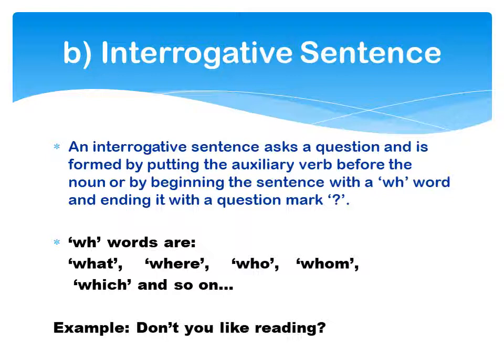For example, will, would, can, could, may, might, shall, should, must. So students, don't be confused with the auxiliary verb. WH words are what, where, who, whom, which, and so on. For example here, don't you like reading? Now students, do is also an auxiliary verb, that is a helping verb. So do, does, did, have, has, had. So these are also known as helping verbs.